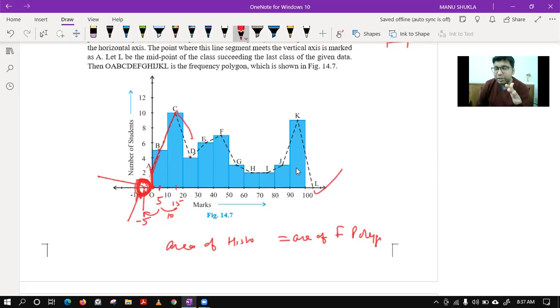In this case, when you are getting a negative value, you have to take the line as similar, but point A will not lie on the x-axis but on the y-axis, only in this case. And the polygon will be like O, A, B, C, D, E, F, G, H, I, J, K, L, and that's it.